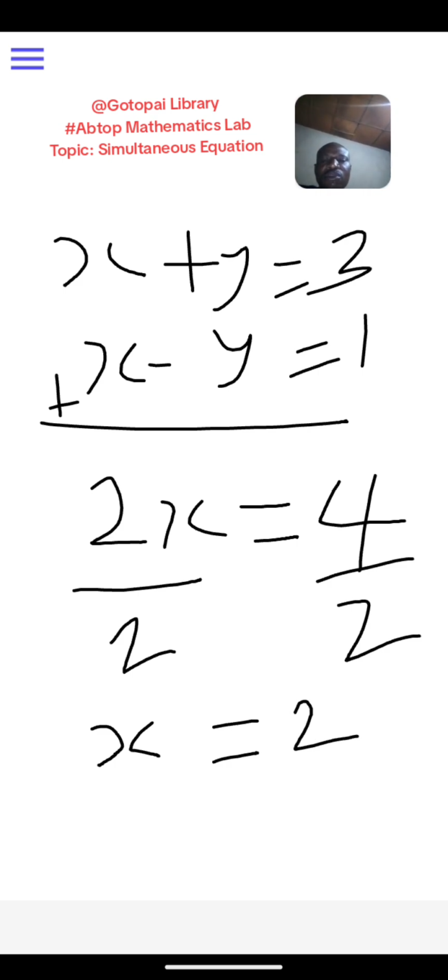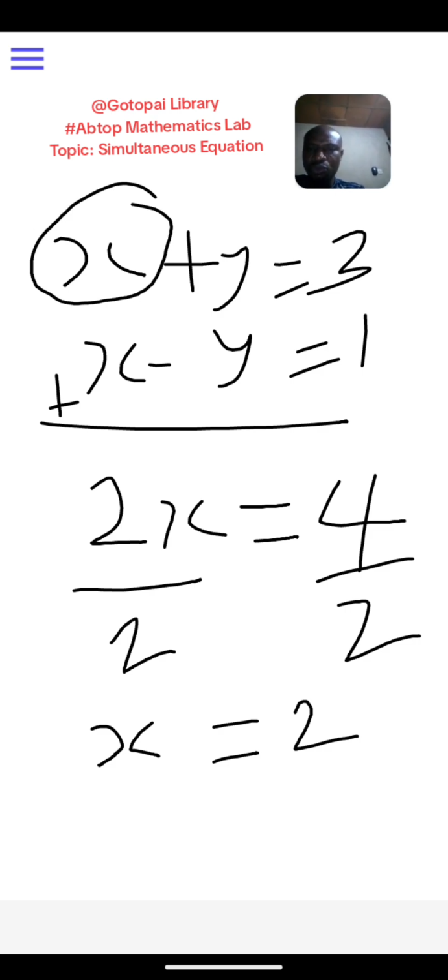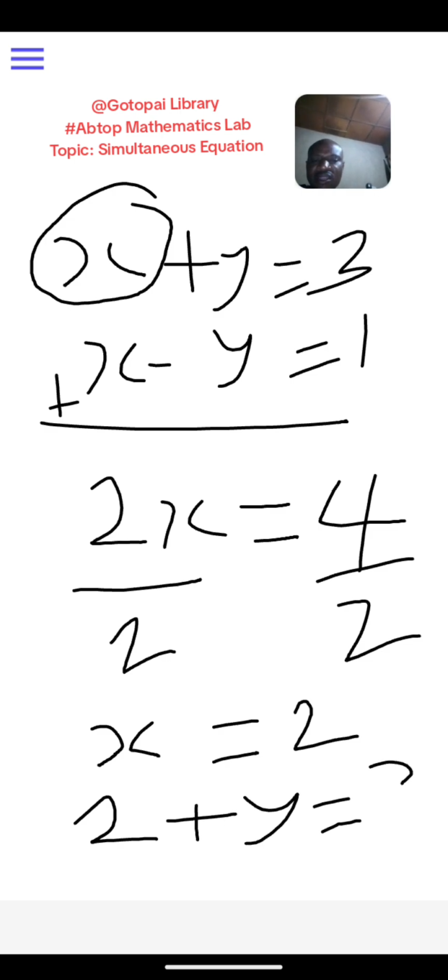Very simple. Now don't forget, we have to solve for y because there are two variables. So now to get the value of y, we could just use any of the two equations. You still get the same answer. So because of the limited time, let's use equation 1. Equation 1 says x plus y equals 3. So meaning we are going to substitute, we put the value of x here as 2 that we got here. So now we have 2 plus y equals 3.